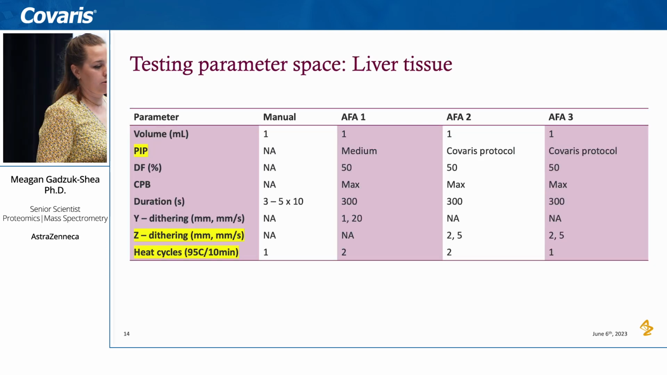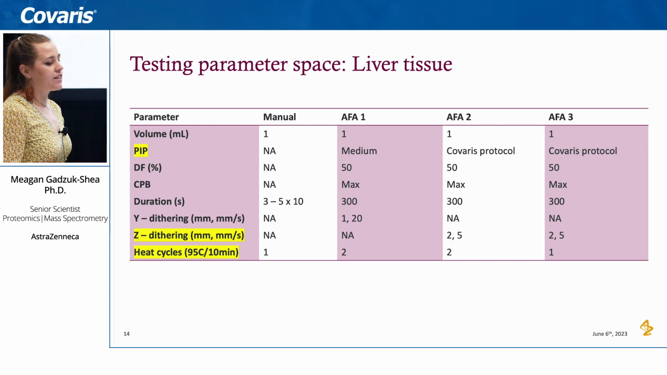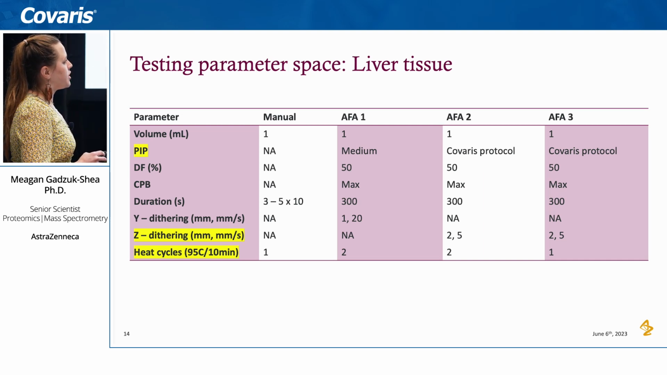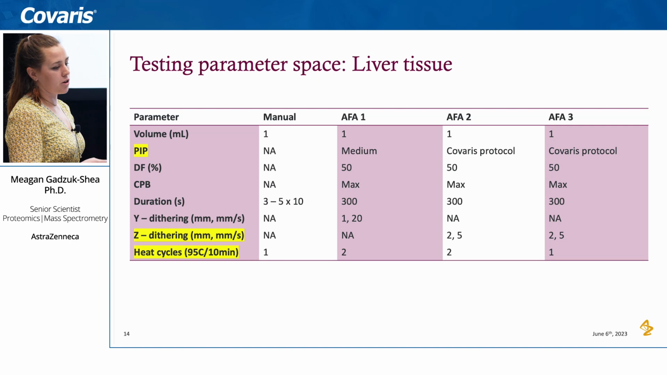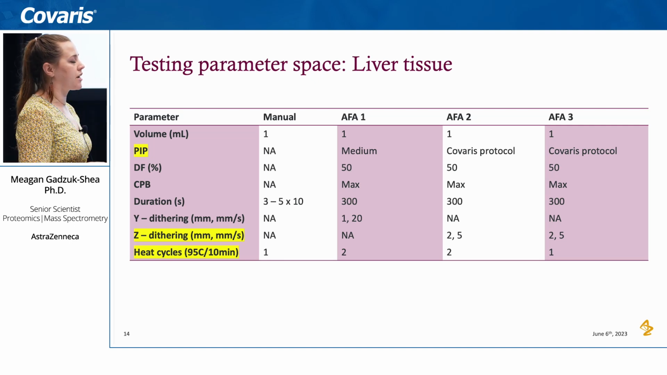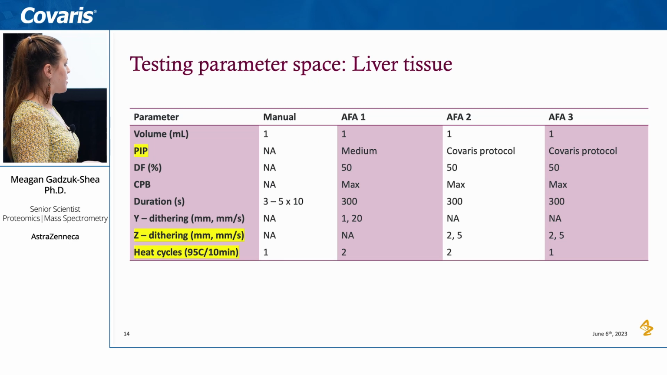So our first tissue that we worked with is liver tissue, and we had a couple of different AFA treatments that we wanted to compare. Here I have the manual steps, and then the parameters that we're really testing here are, one, the PIP. So we tested the medium, which is lower, and then also the Covaris protocol, 350 watts. And then we also wanted to test the dithering, which I will touch on a little bit later, but it's basically the direction of the movement of your samples during the AFA treatment. And then also the number of heat cycles that we treat our samples with.